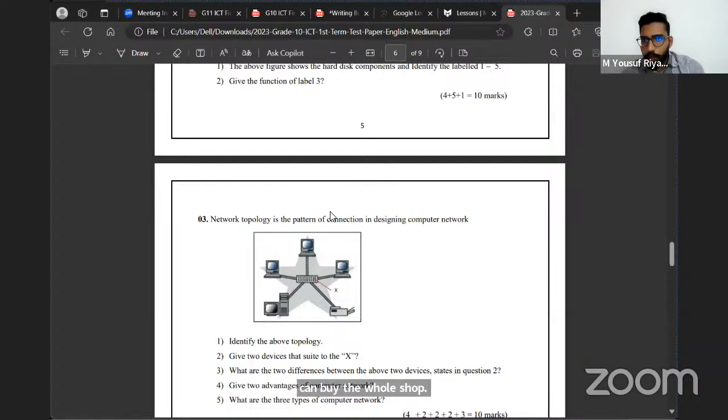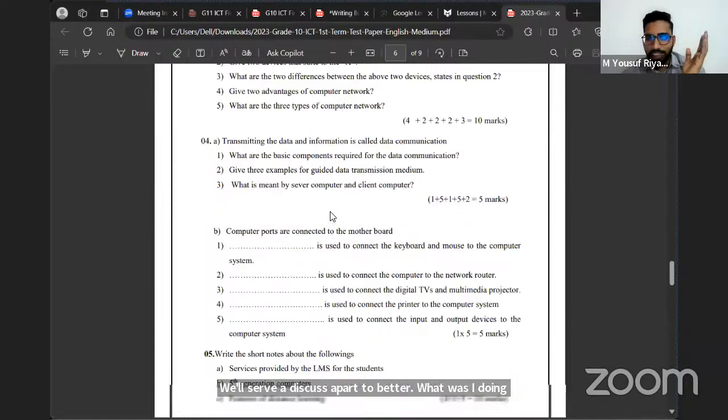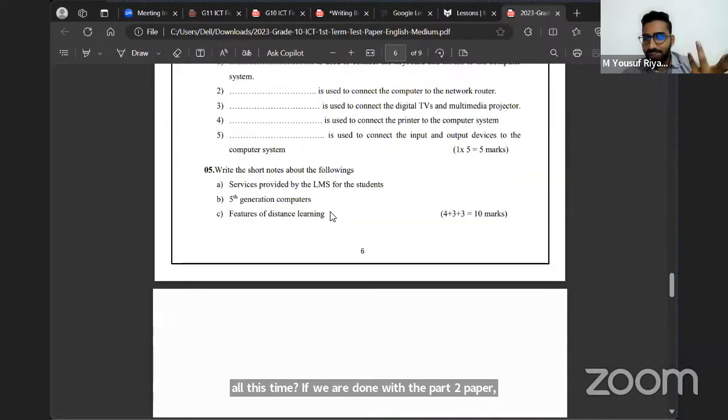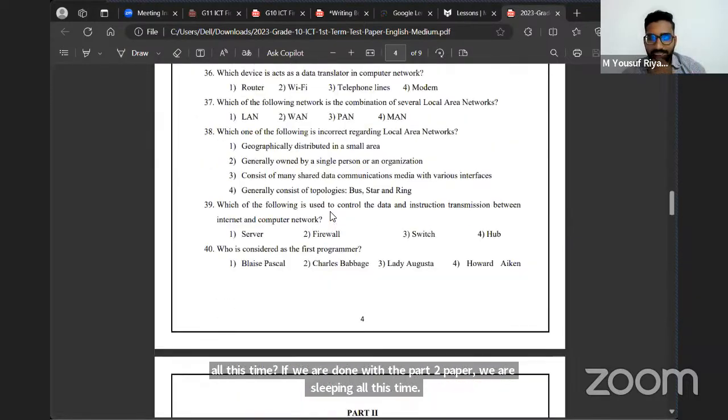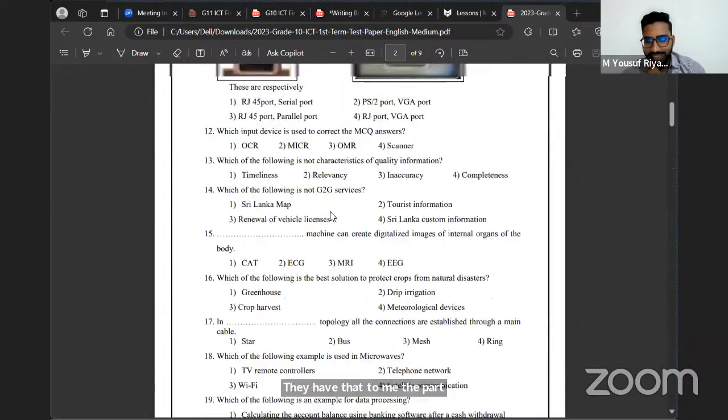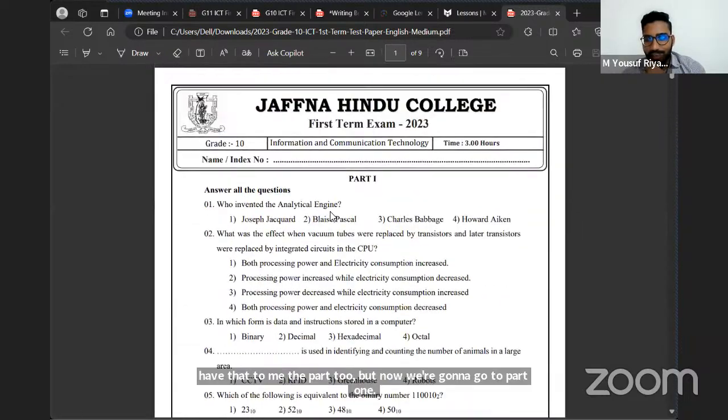We'll, sir, be discussing the part two paper. What was I doing all this time? We are done with the part two paper. We are all sleeping all this time. We are done with the part two paper. Now we're going to go to part one. That was so easy. Exactly.